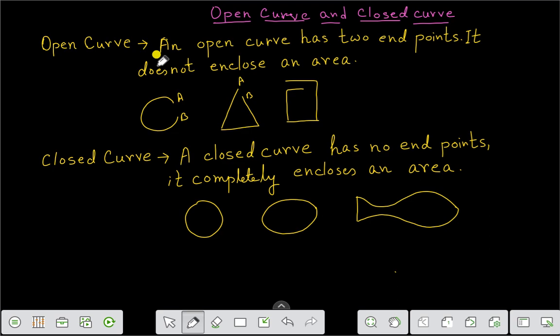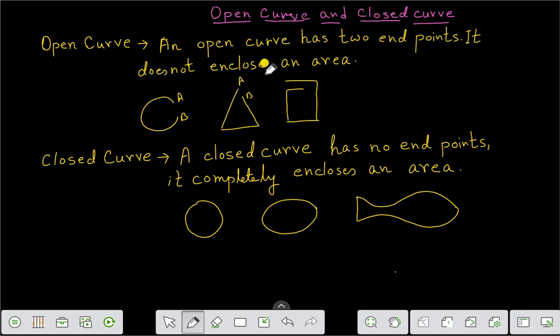What is an open curve? An open curve has two endpoints. It does not enclose an area. So this is an open curve, and A and B are the two endpoints. Here I make this figure like this, and A and B are two endpoints, therefore it is an open curve.